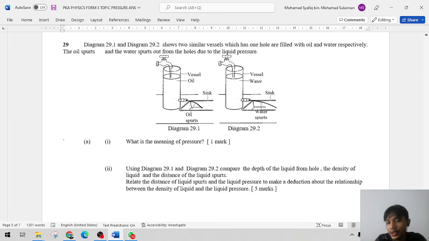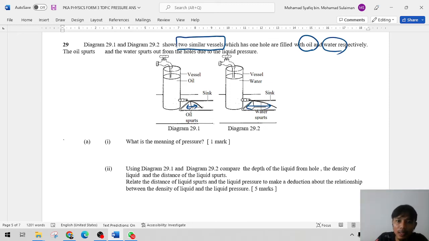Alright, number 29. This one is a subjective question. So we have diagram 29.1 and 29.2, similar vessels. Okay, so we underline that, similar vessel. One is filled with oil, so we change the density. Okay, so we can see the oil spurts a shorter distance, water a longer distance.